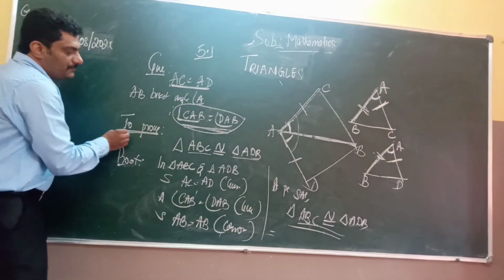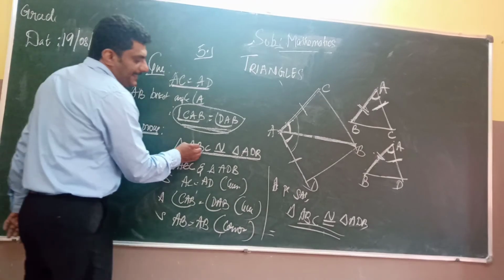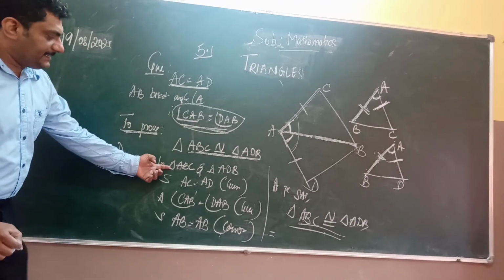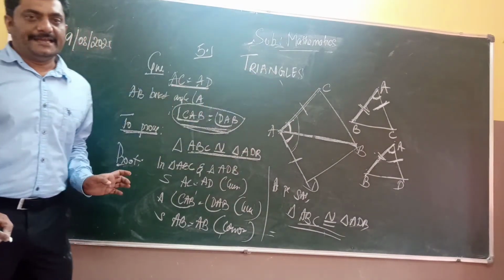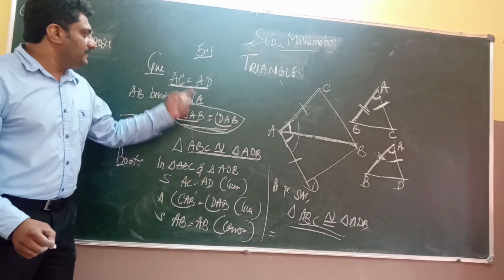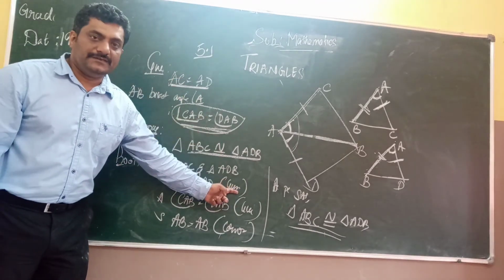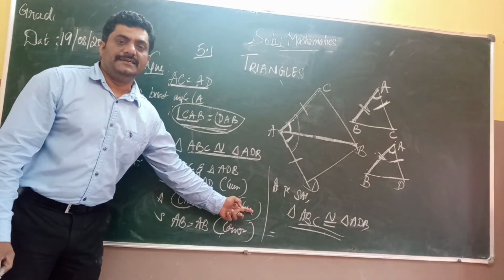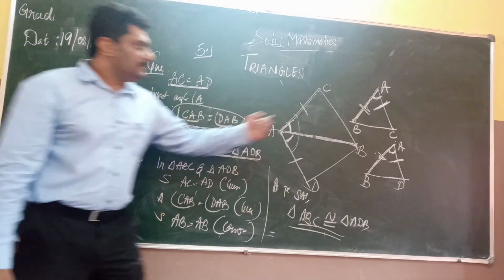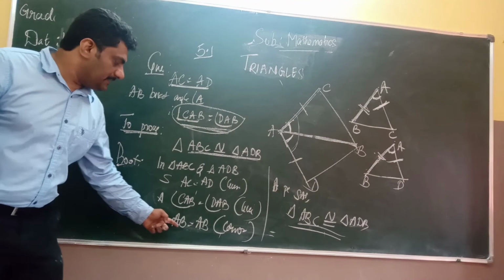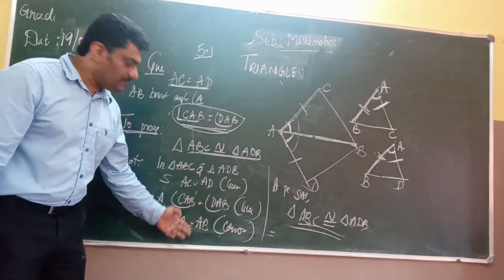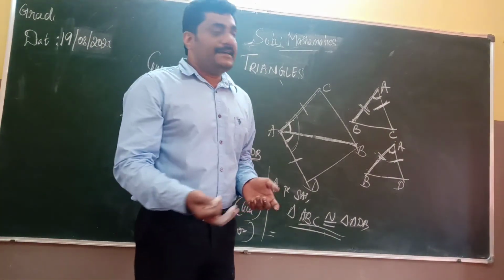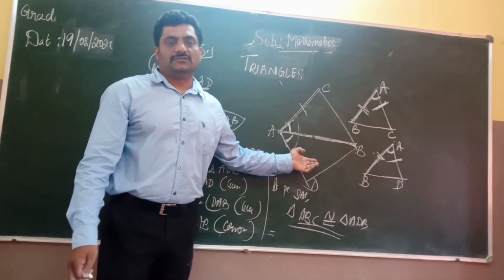What do we have to prove? We have to prove these two: triangle ABC is congruent to triangle ABD. Next, proof: in triangles ABC and ABD, we already know AC is equal to AD because it is given. I have written given. Next, CAB is equal to DAB. It is already given. Third one, which is common, AB and AB. So we have three things here, which is side, angle, side. So as per SAS criteria, we can conclude that both the triangles are congruent.